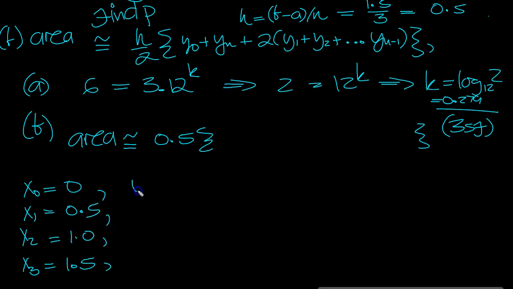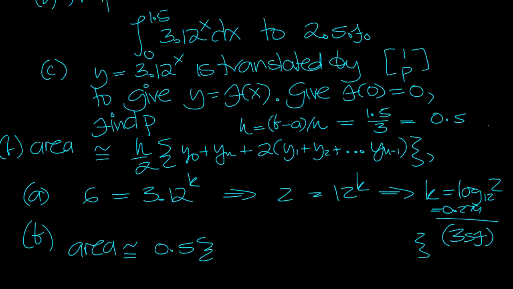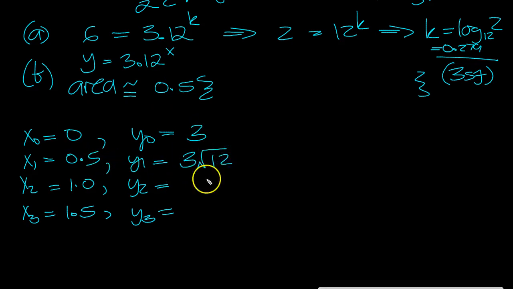And then we get y0, y1, y3. So put 0 into our formula. 3 times 12 to the x. Put x is 0 in, 12 to the 0 is 1, that's 3. Put in, this is 3 root 12. This is 3 12s is 36. And this is 3 times 12 root 12, which is 36 root 12.